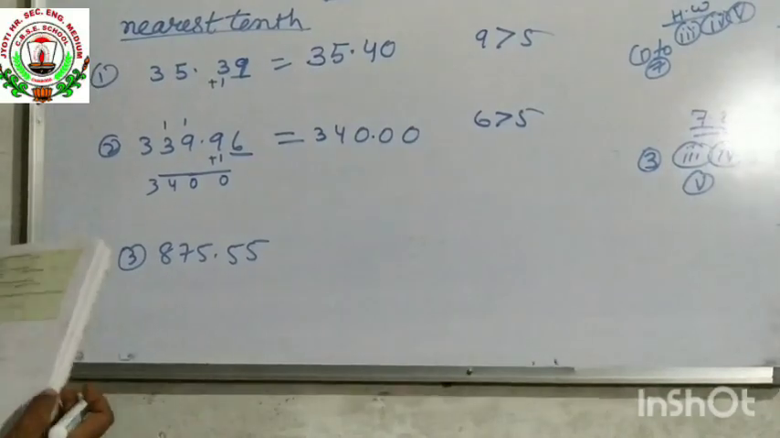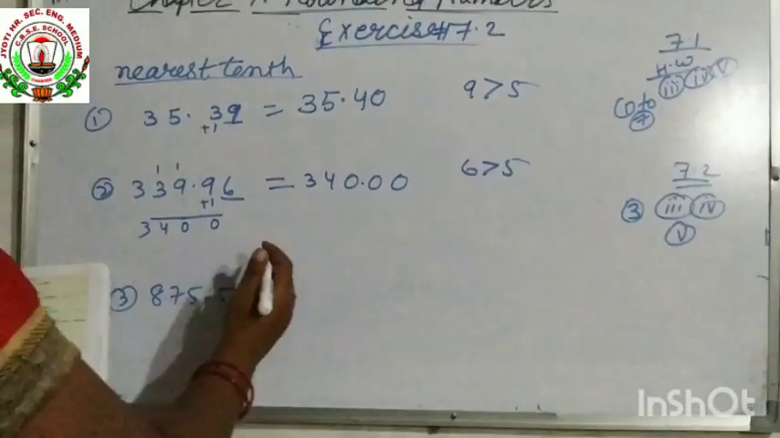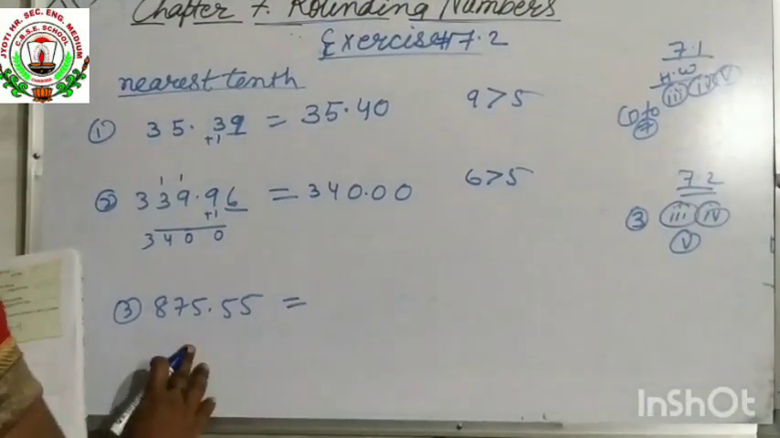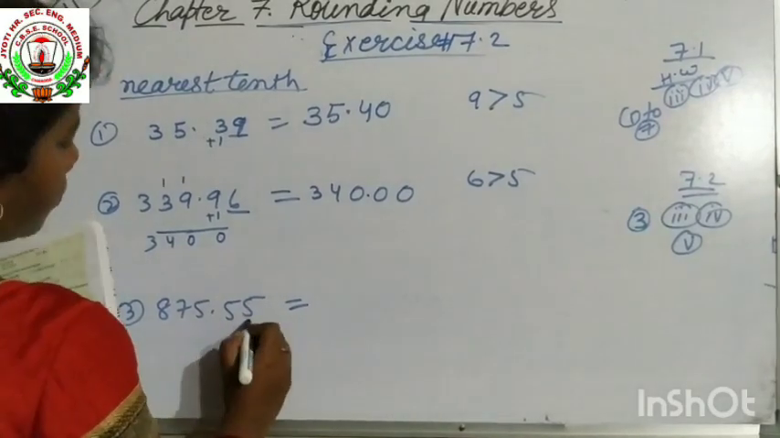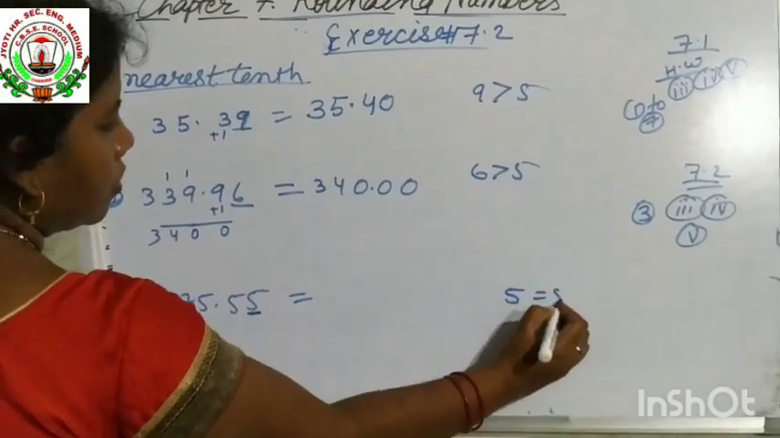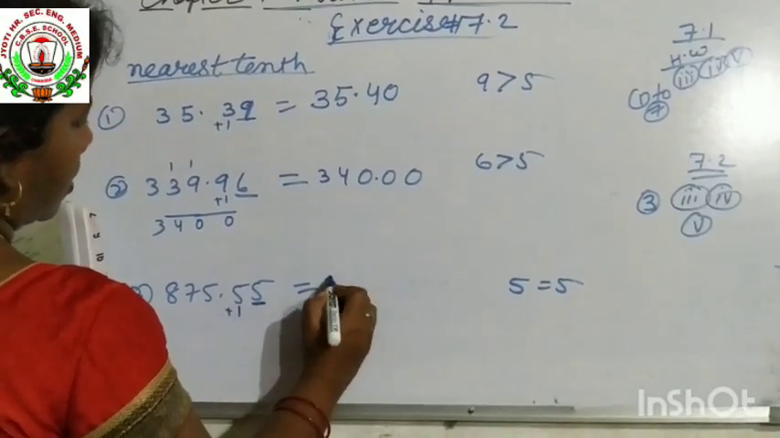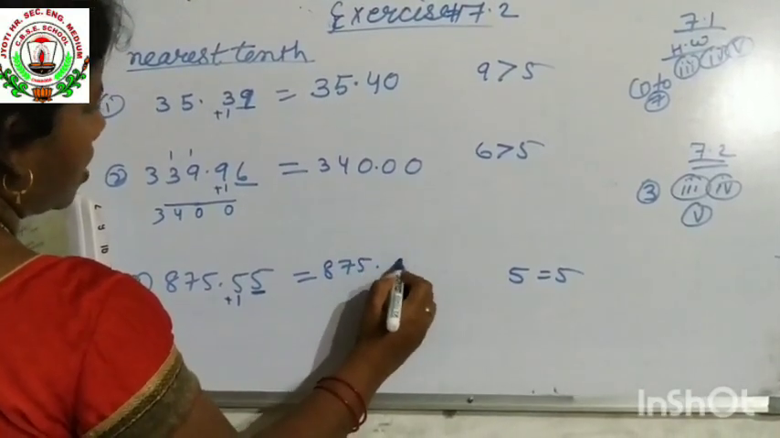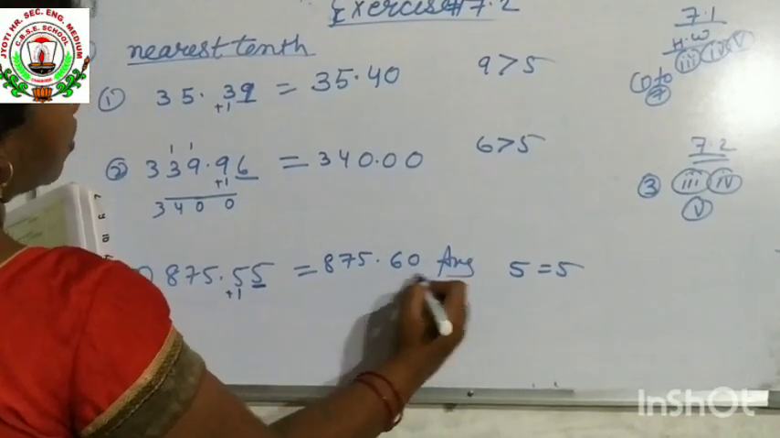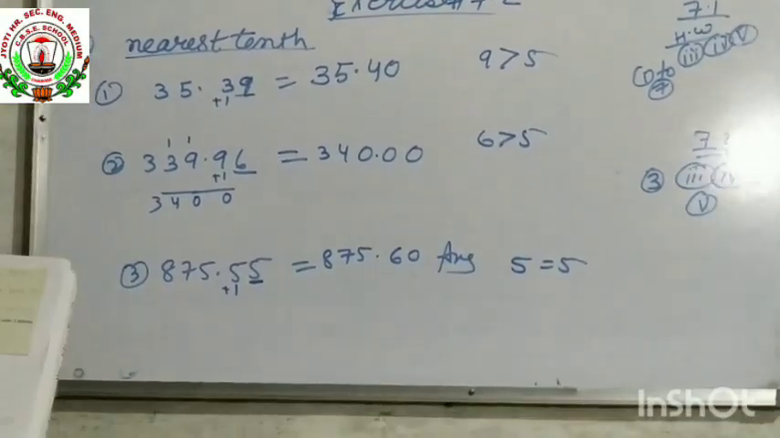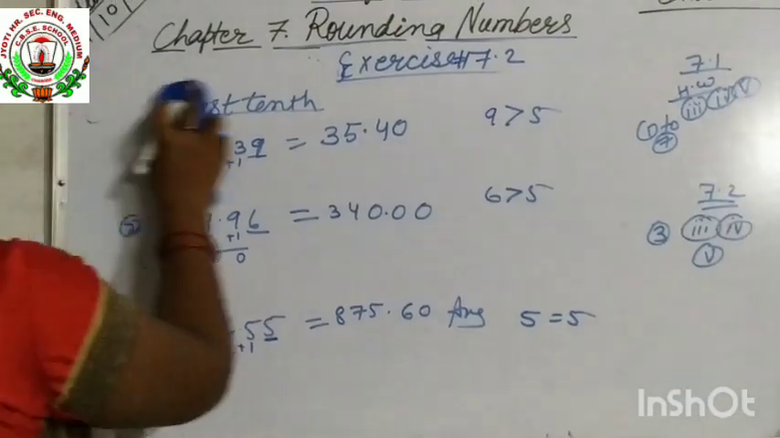Okay. Now next is this next question. Again we have to see this number. 5 is equal to 5. Now if it is equal, then again we will add 1. Then 875.60. This is the nearest tenth. Understood? Now next we will see question number 5.